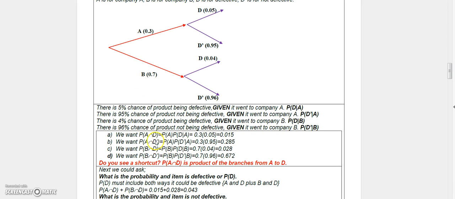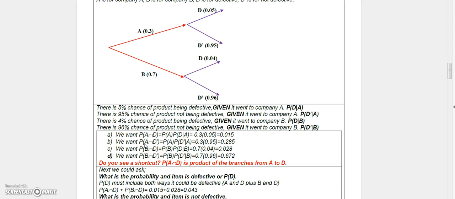So if we want the probability that it went to company A and it's defective, we can just take the probability that it went to company A times the probability that it's defective given A. If you look up here, all we're doing to get the probability of A and D is multiplying these two branches from A to D. Obviously we can use the formula, but all we really need to do is multiply the branch for A, 0.3, times the following branch for D, 0.05. So 0.3 times 0.05 is 0.015.